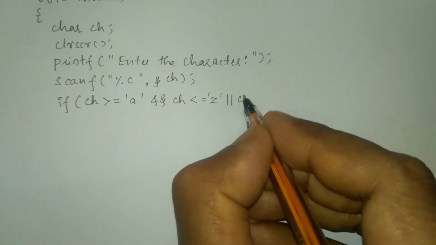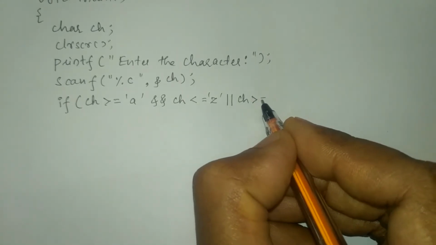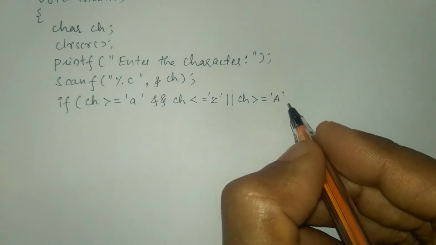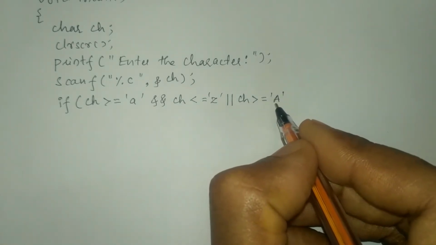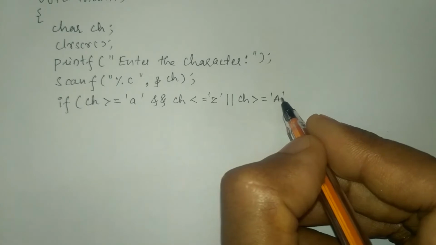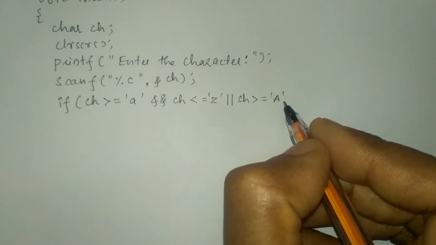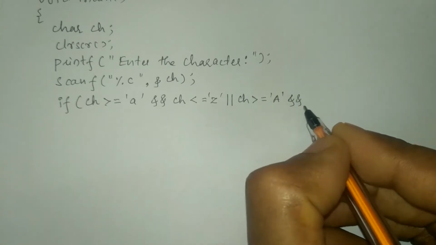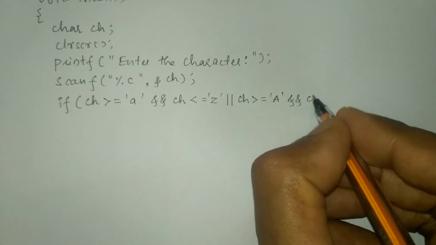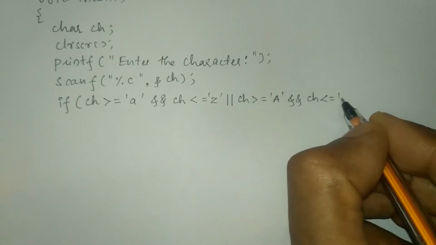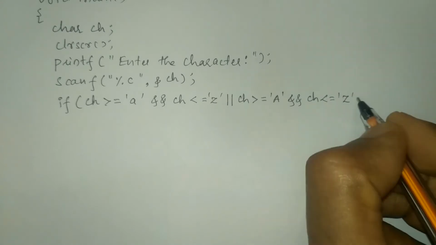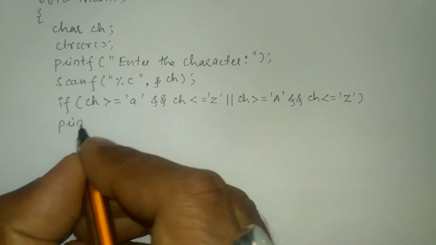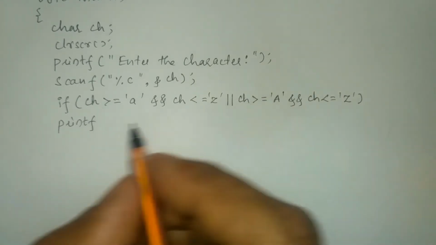Here we are going to write ch is greater than or equal to, in a single pair of quotation marks, capital A. Whatever we write in a single pair of quotation marks will be treated as a character constant. Next we are going to use logical and, ch is less than or equal to, in a single pair of quotation marks, capital Z. Now we'll write printf if it is true.